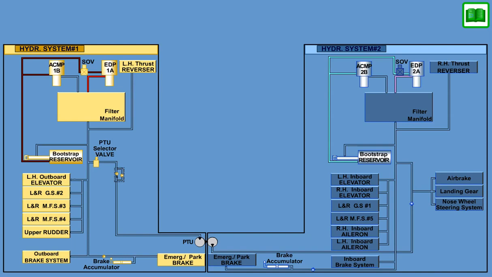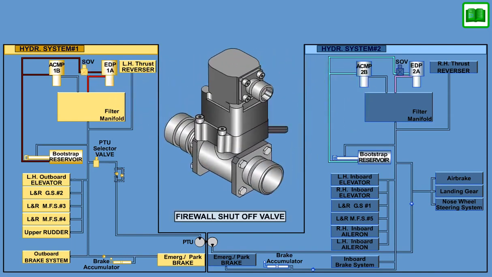Systems 1 and 2 each contain a firewall shutoff valve, located in the EDP suction line outside the engine pylon area. In the event of an engine fire, this valve can be closed to stop hydraulic fluid from reaching the engine.